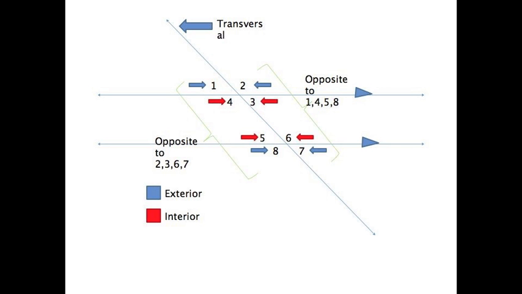Exterior angles are on the outside of the parallel lines, angles 1, 2, 7, and 8, while interior angles are inside, angles 3, 4, 5, and 6. Angles are opposite when they are on different sides of the transversal. Angles are consecutive when they're on the same side.